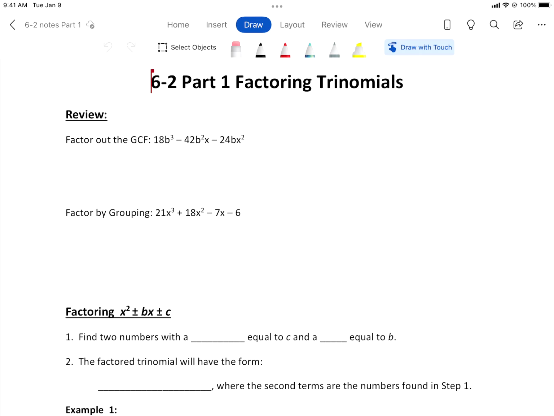All right, let's look at the review ones real quick. They are from section 6.1 when we were doing them. So remember how to do these? What do I need to do on the first review one? Factor out a GCF. And what would our GCF be? What number do they all have in common? A 6.